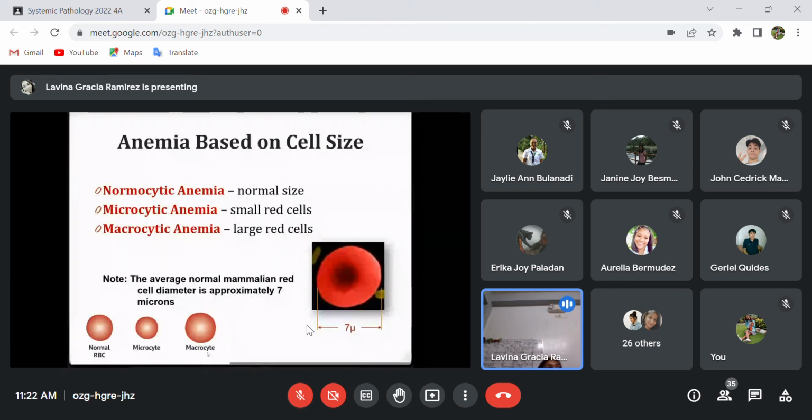We still have maybe 30 minutes, kasi 11:20 na. So if I can finish anemia based on cell size, this is what I mentioned earlier, in terms of the abnormalities in size and abnormalities in shapes.